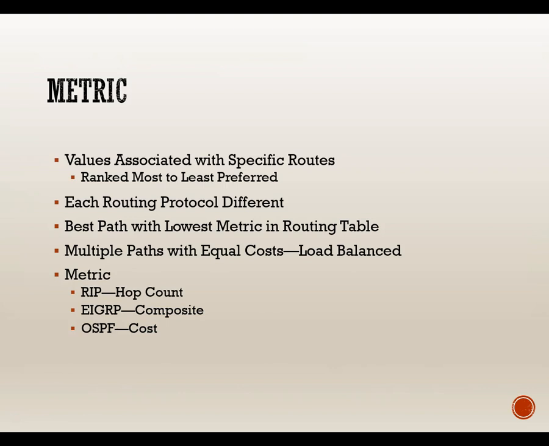Each of the routing protocols has a different metric. The metric is the value associated with specific routes, ranked from most to least preferred. So the lower the cost, and cost is one of the specifics. It's not cost for all of them. RIP, for instance, uses hop count. EIGRP is a composite. OSPF is cost, as we can see down here.